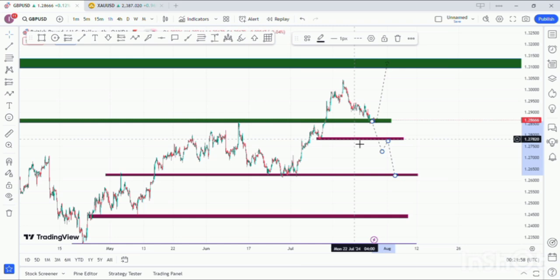So guys, quickly we'll move over to XAUSD so we can also analyze and find out some key zones that we need to be paying close attention to for the coming week, guys.